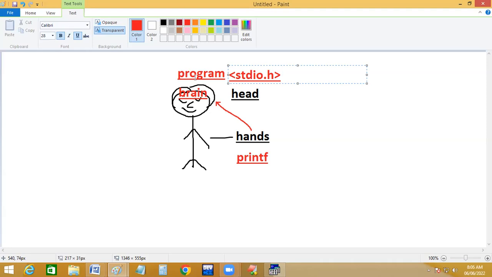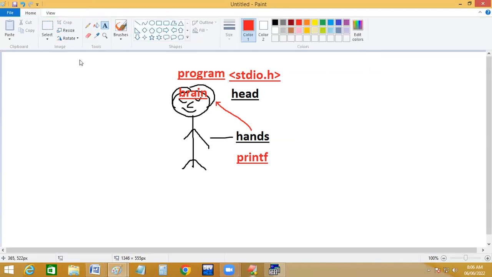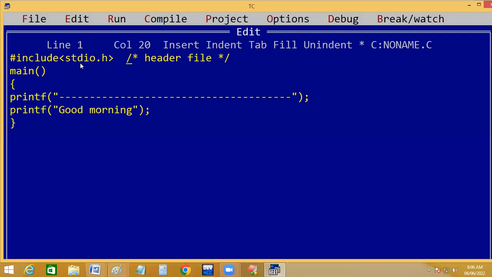Now clear? Tell me, without this brain, hands working or not working? Without stdio.h, printf working or not working? That's why whenever we want to work with printf, compulsory to add stdio.h. I think now very clear. Okay, that's why our program starts with stdio.h. Now there is a clear clarity. Next, second one is what?